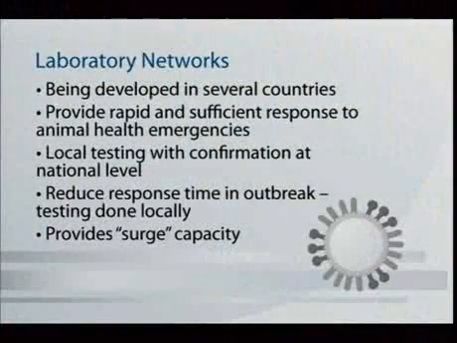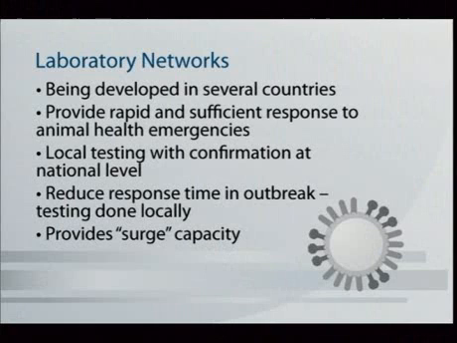Now, in many countries, the development of laboratory networks has really been beneficial, and this has come about pretty much since 2002. The idea of having these networks is to provide a very rapid and sufficient response to animal health emergencies, and this would include foreign diseases or HPAI. The idea is that you can have results coming out at the local level, but always have oversight from either a reference or a national lab to make sure that there is consistency within this testing and reporting.